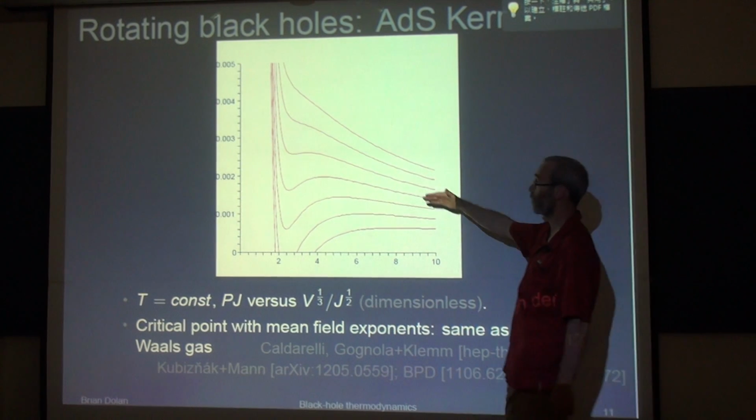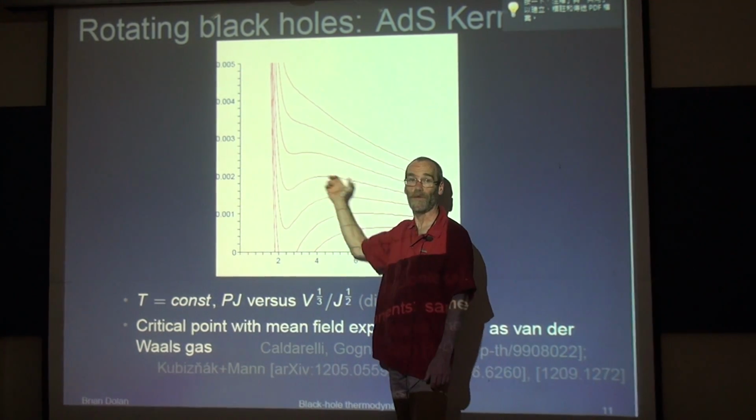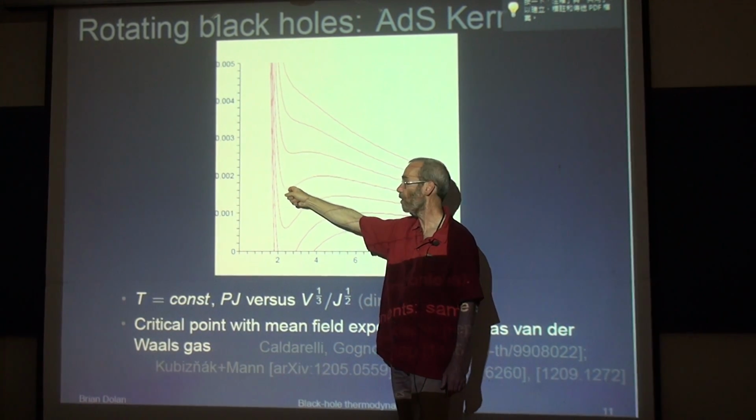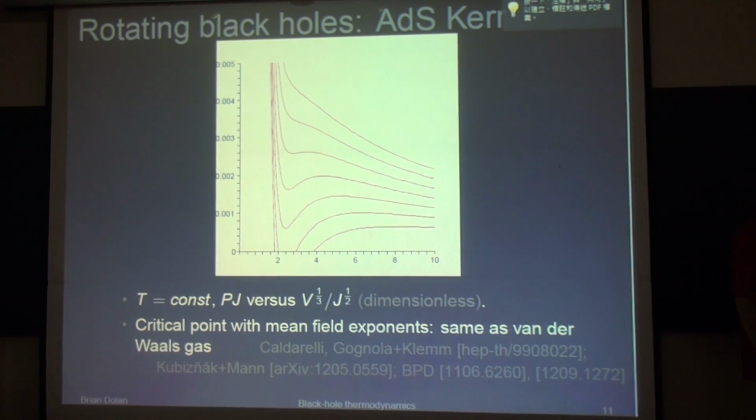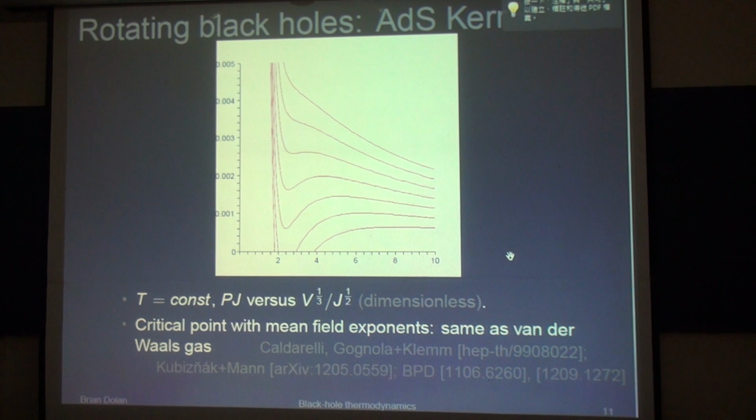For temperatures below a critical value, there are two types of black holes, small volume black holes and large volume black holes, that can be in thermodynamic equilibrium. Above that critical temperature, there's only one phase.